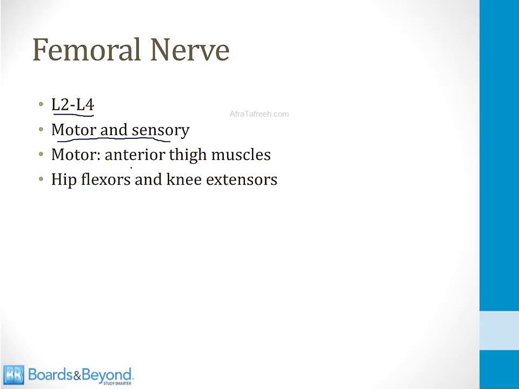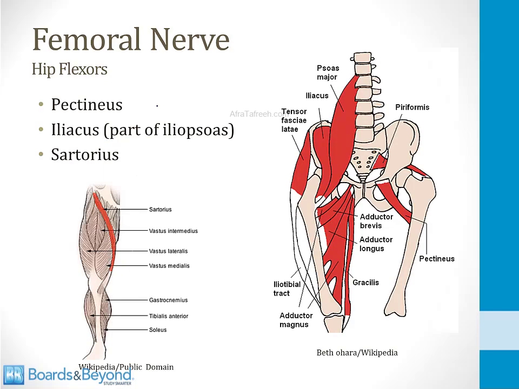So for example, it innervates many of the anterior thigh muscles. We'll talk about that in a minute. It innervates hip flexors and knee extensors, and its sensory functions are also closely related to the femur bone. Some of the hip flexors innervated by the femoral nerve are shown in this picture. First of all, the pectineus, which is shown right here, is a hip flexor. It's located very close to the femur bone, and therefore naturally it's innervated by the femoral nerve.